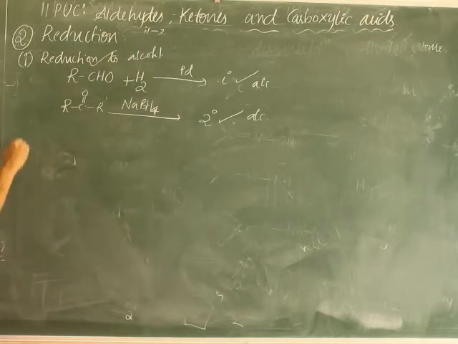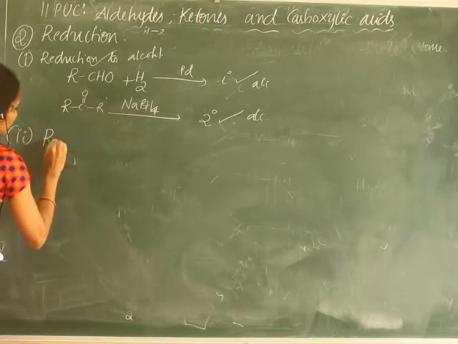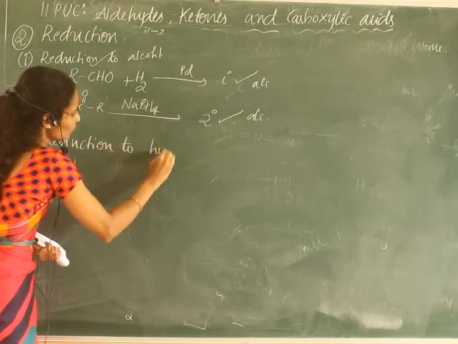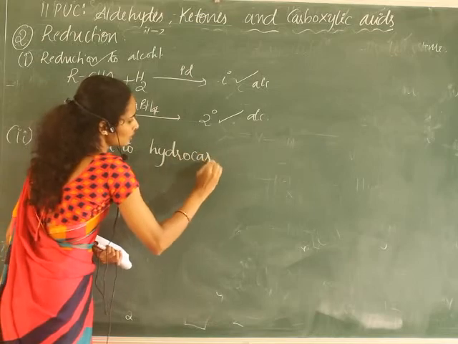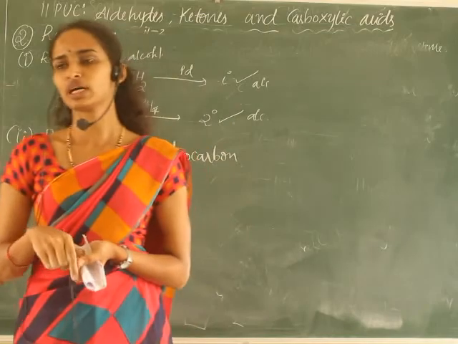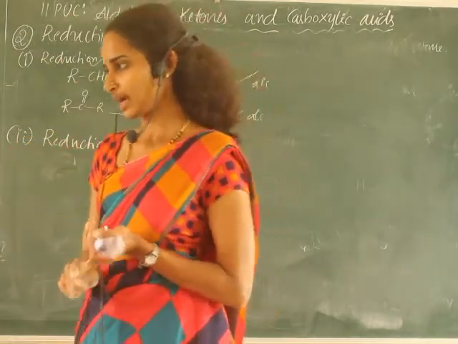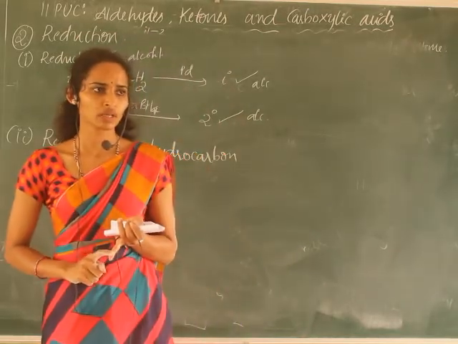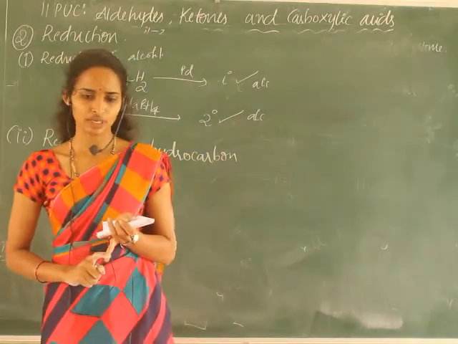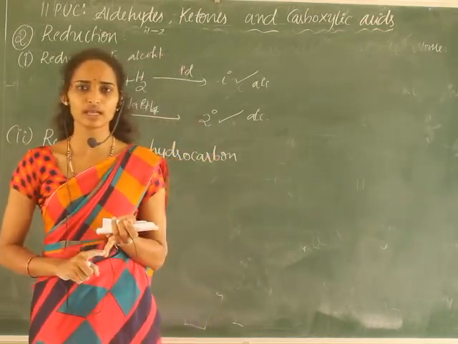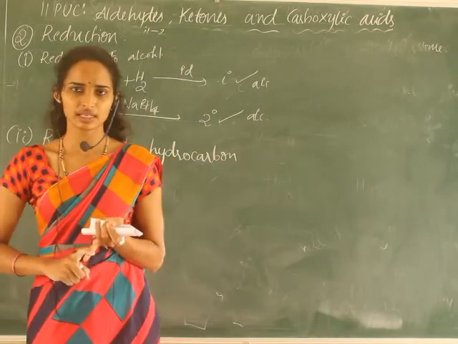Okay. The second reaction is reduction to hydrocarbon. This reduction to hydrocarbon is very, very important. In reduction to hydrocarbon, we will study two named reactions. One is Clemmensen reduction and one more is Wolff-Kishner reduction. Okay. Clemmensen and Wolff-Kishner reduction. Both reactions are very, very important and simple reactions; we will study them in the next class.